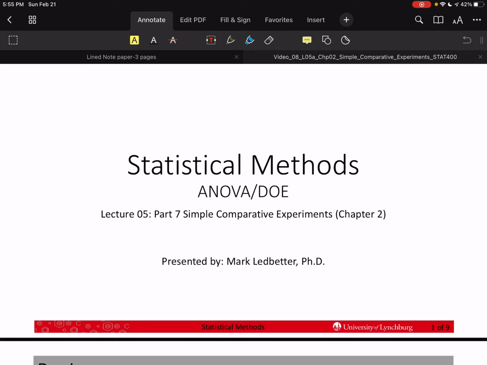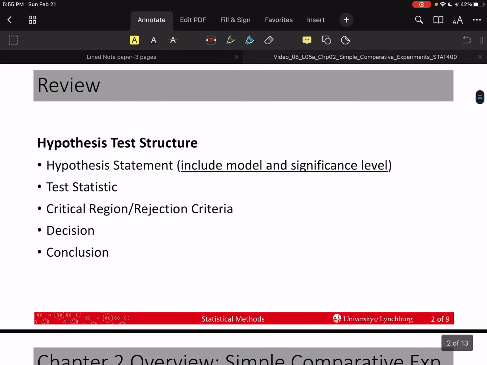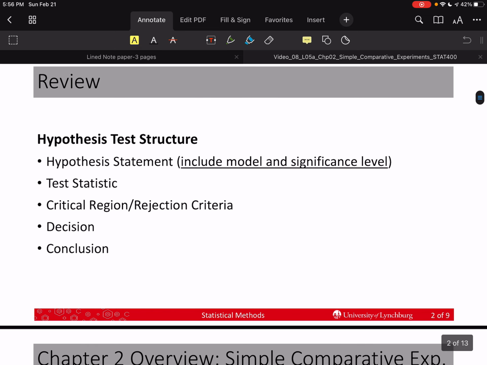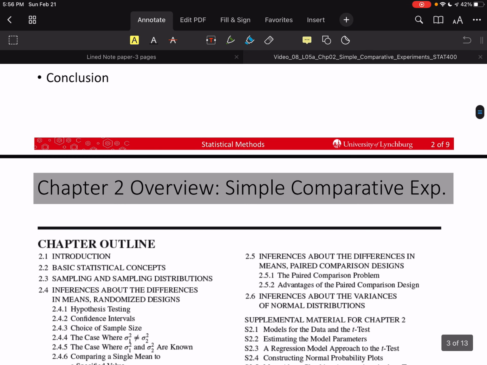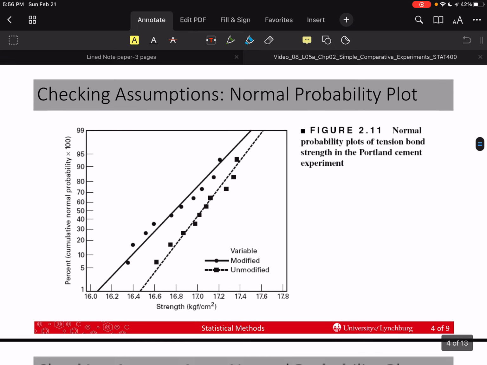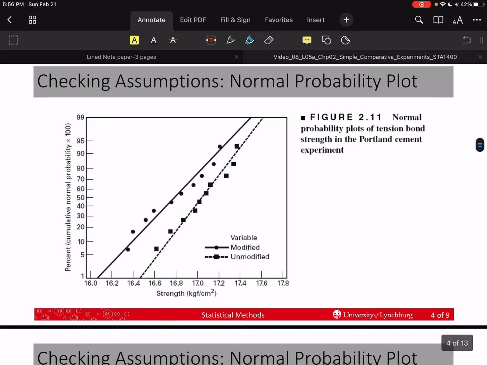And so we have been talking about hypothesis tests with the two-sample case. So we're going to continue, and we're going to actually conclude this portion, the hypothesis test portion, in this video. As has been mentioned, we have to check assumptions in order to know if our analysis is any good.